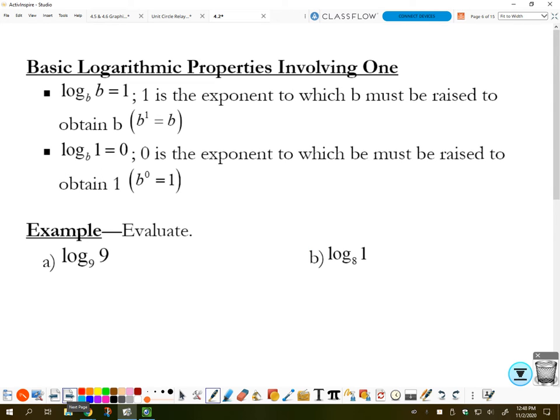Alright, so some basic log properties. Log base b of b equals 1, because if I rewrote it as b to what power is b, your exponent would be 1. Log base b of 1 equals 0, because b to the 0 power is 1, since anything to the 0 power is 1. So in order for me to get 1 as the answer, I have to have an exponent of 0. So what this boils down to is anytime you see this number and this number match, the answer is 1. Anytime the guts is 1, the answer is 0.